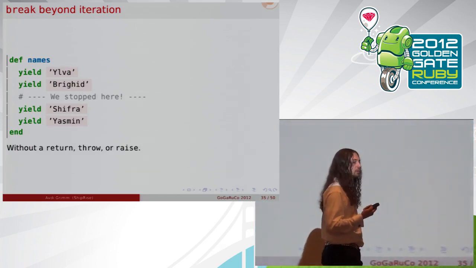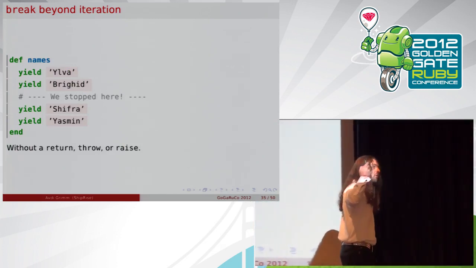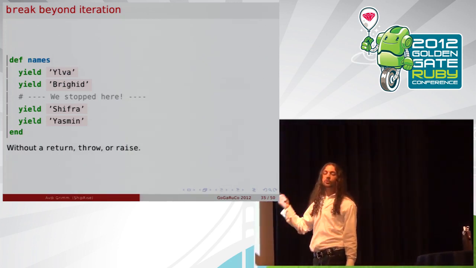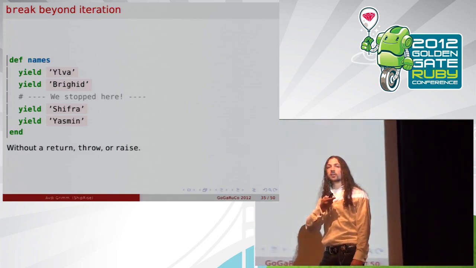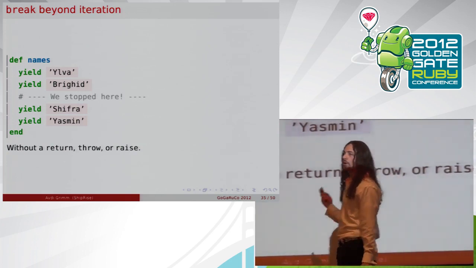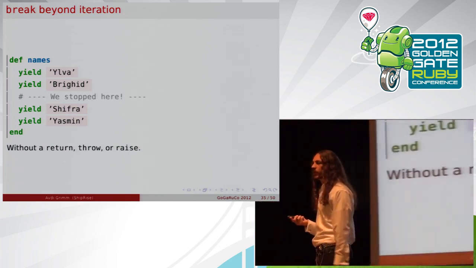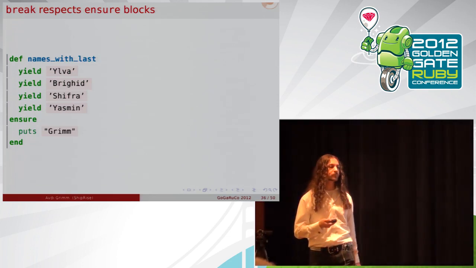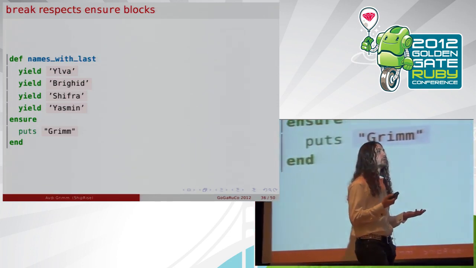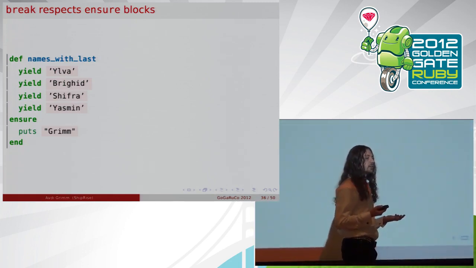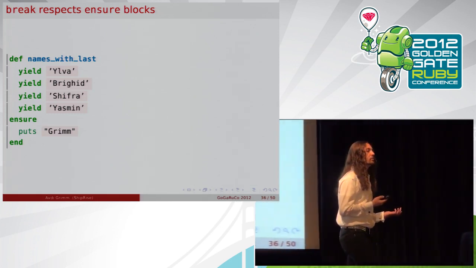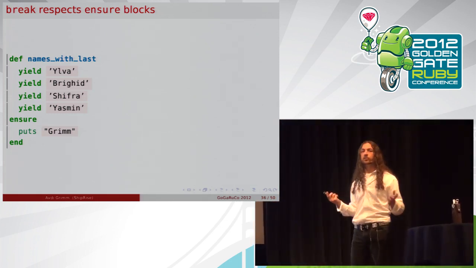What if we just do that? Let's take a look at that. We started going down, executing this straight line method, we got down two lines into the method, and then we forced an early exit from this method, and we did it without a return, a throw, or a raise. So that's kind of interesting. But this might raise a question in your mind. It sounds kind of dangerous too, because what if that method had some important cleanup that it needed to do at the end in an ensure block? Does that mean it would just be thrown away, it would just be ignored?